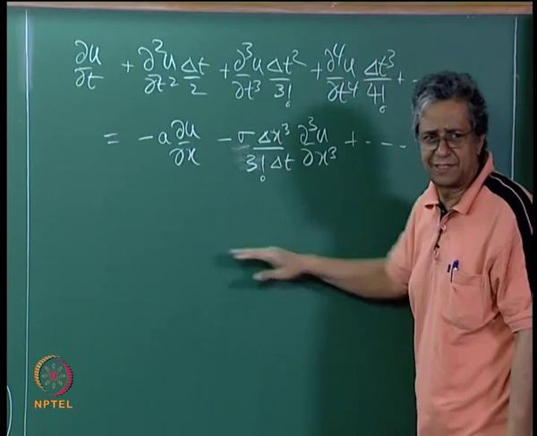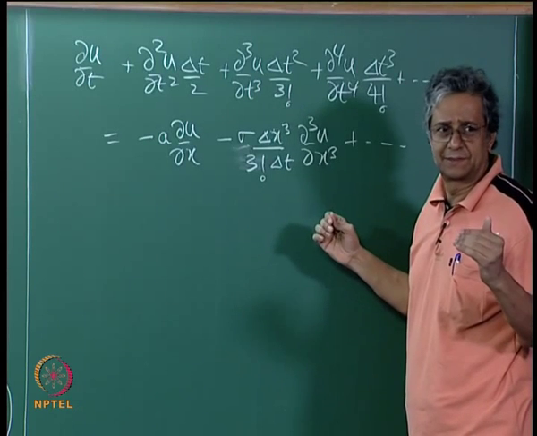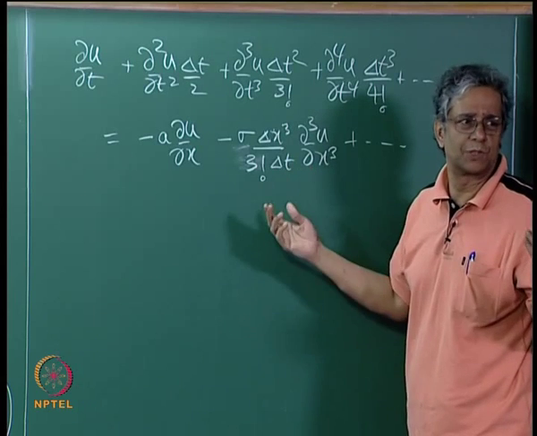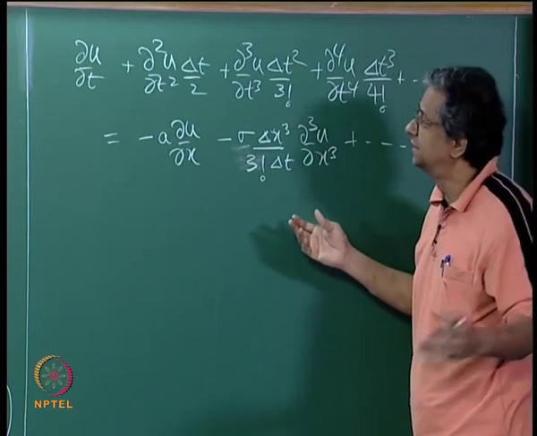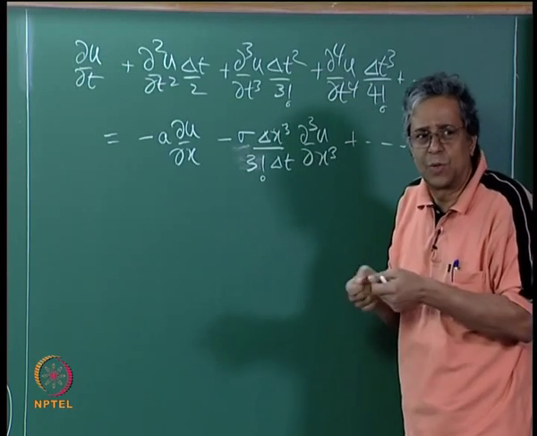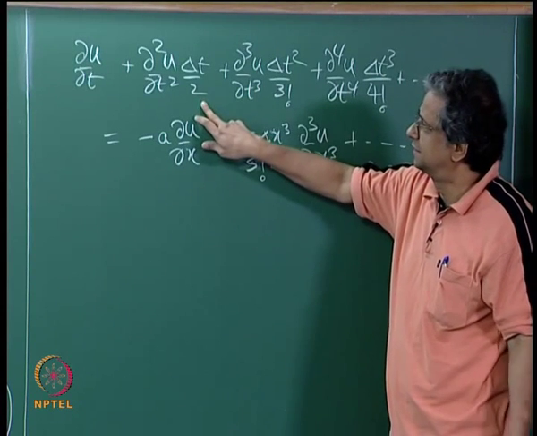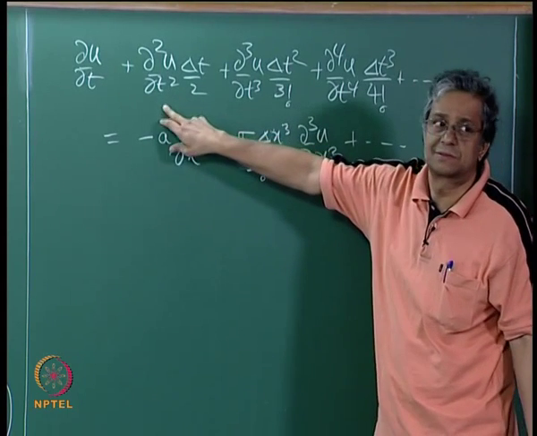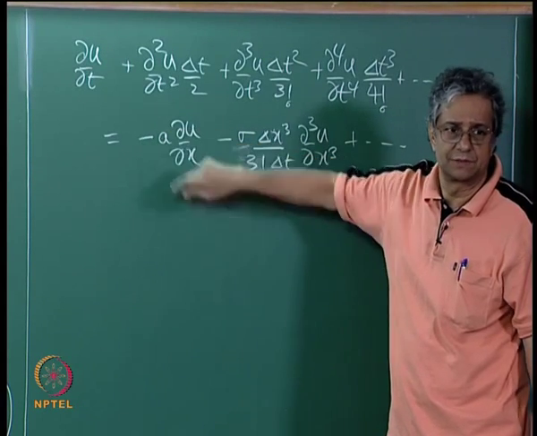Spatial derivatives at a given time level, I am comfortable with that. At a given time level, I can evaluate spatial derivatives, or whatever order derivative that you want, second derivative, third derivative, fourth, no problem. Temporal derivatives, it is a bit shaky because when I start off, I only have one time level at which the initial data is given. So somehow I do not want this. So what I propose to do is replace this time derivative by a space derivative, right.